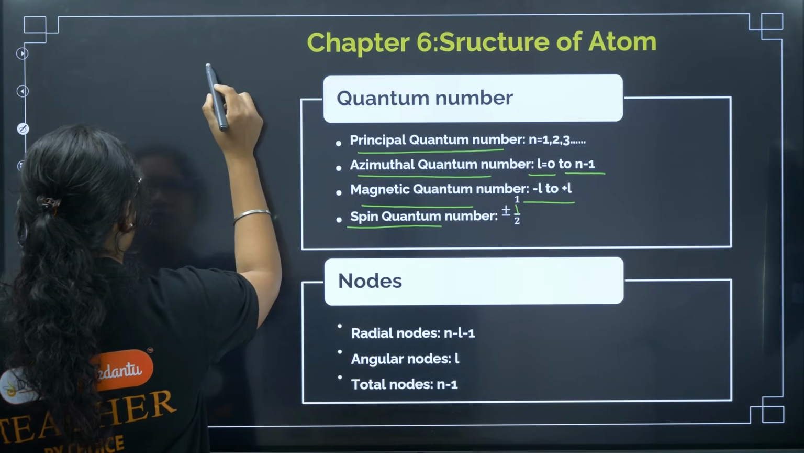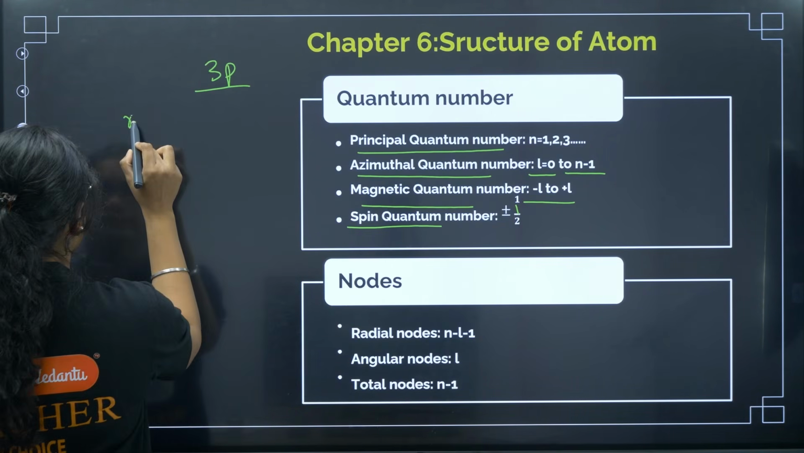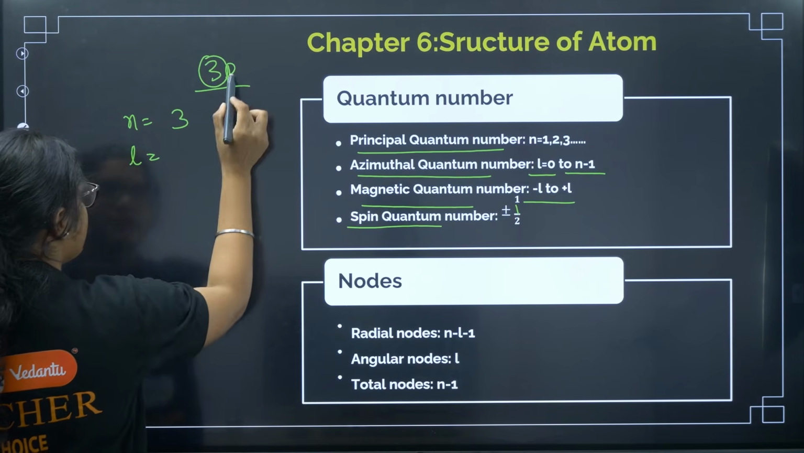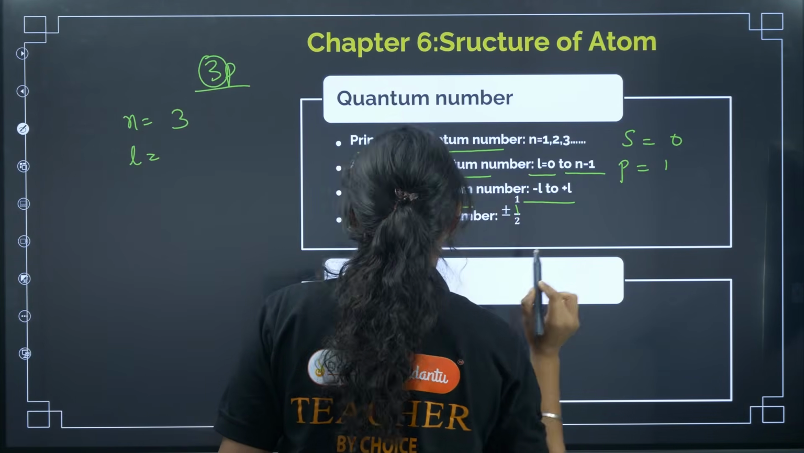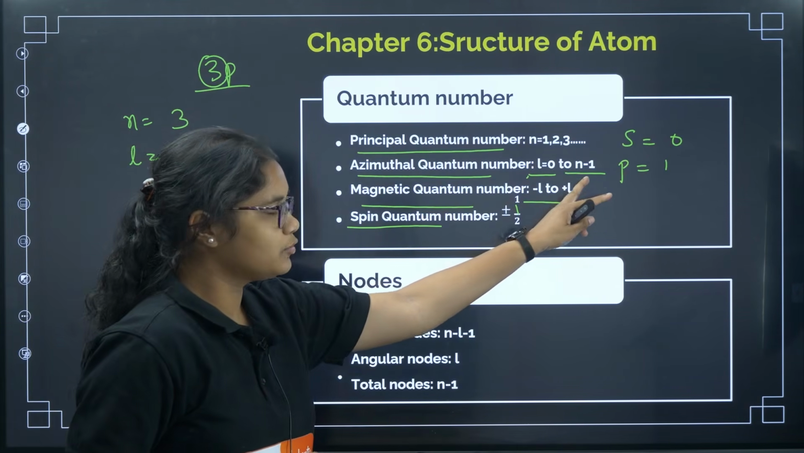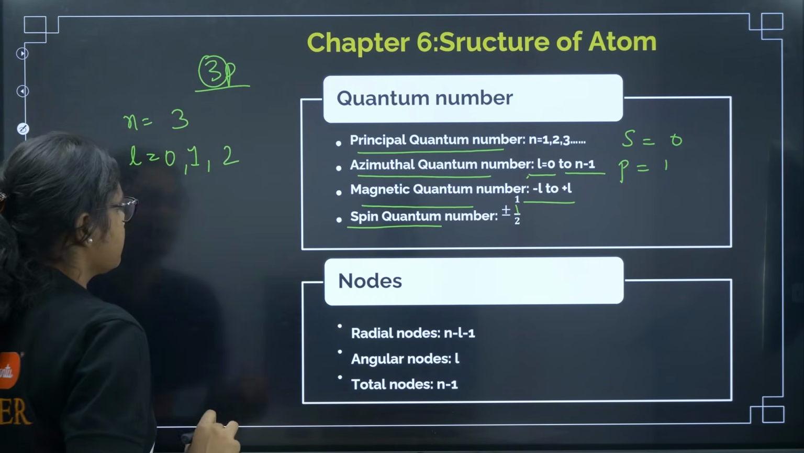For example, we have an orbital 3p. Now in 3p, what is the n value? This is your n value, that is 3. What is the l value? If you remember, for s it is 0, for p it is 1, right? So the l value is 1. But the l value ranges from 0 to n minus 1, so it is 0, 1 and 2.